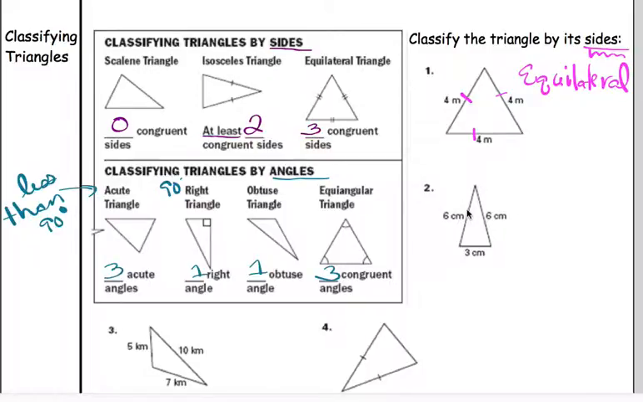Question 2, again, based on its sides, let's look. We've got 1 with a 6, 1 with a 6, 1 with a 3. Mark the ones with the 6s congruent. So I have 2 sides in this triangle that are congruent. So this is isosceles.